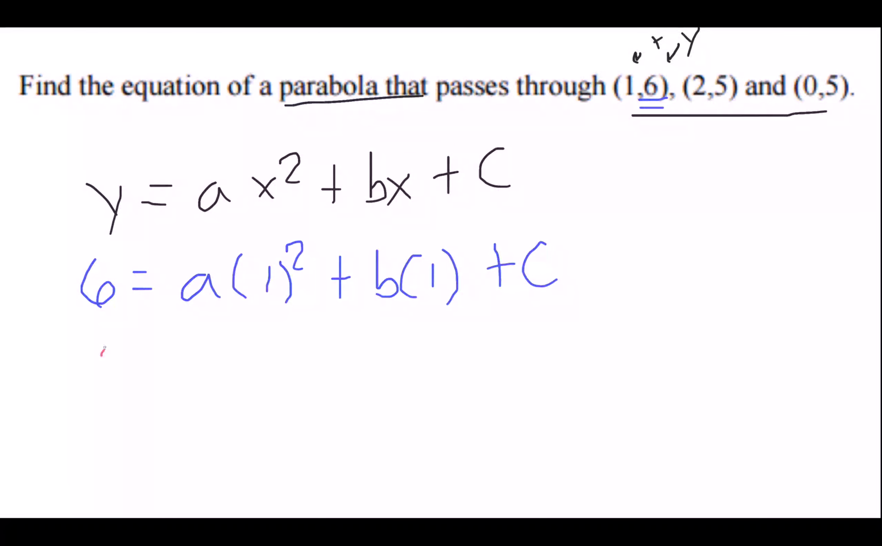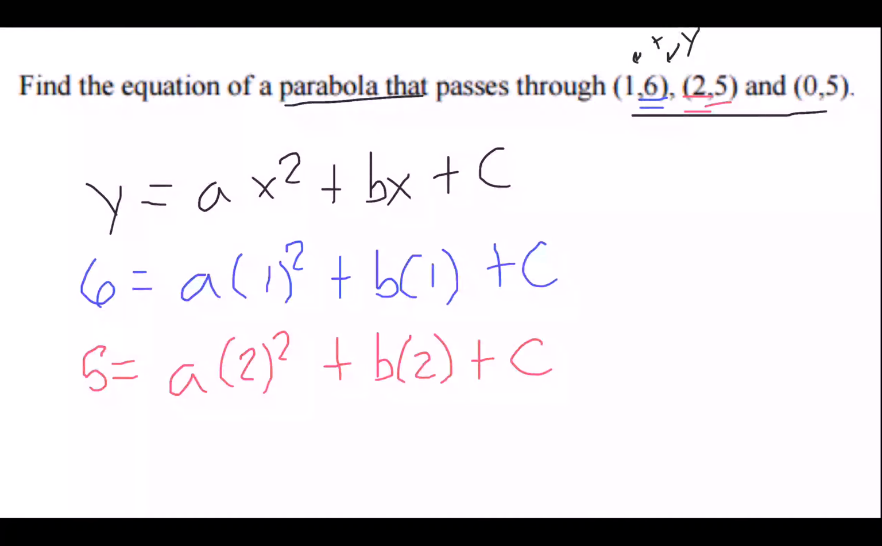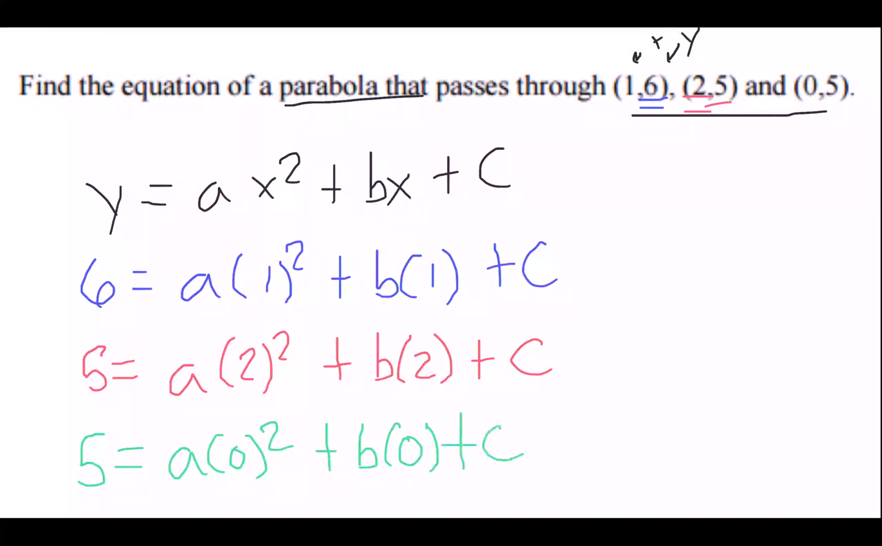Now I'm going to do the same thing for my second one, so 5, because my y is 5. And then I'll have a times 2 squared plus b times 2 plus c. The reason I got 2 that time was that my x was 2. And now for the last one, I have 5 equals a times 0 squared plus b times 0 plus c. So those are the 3 equations that I get.